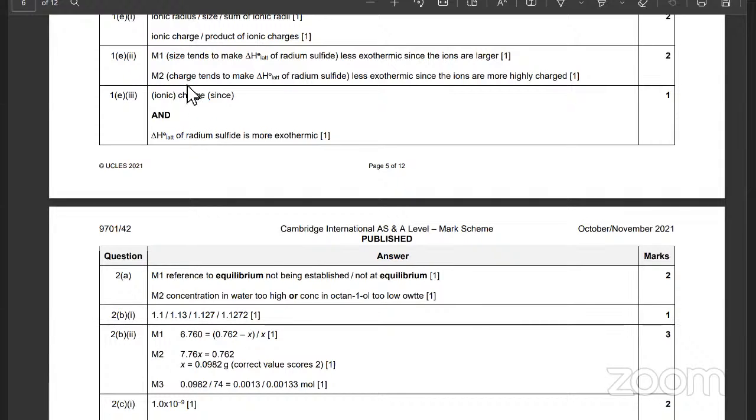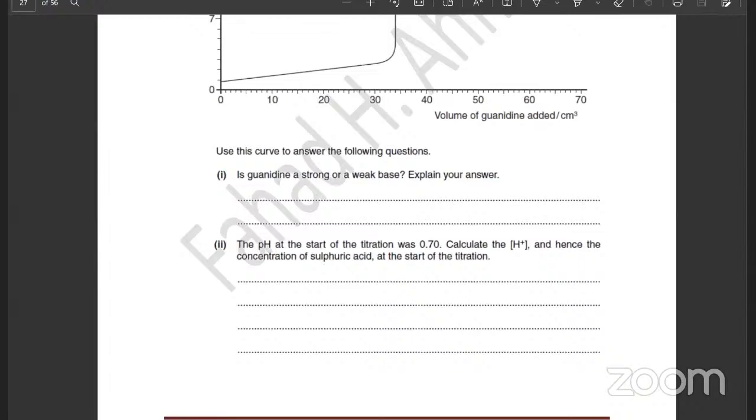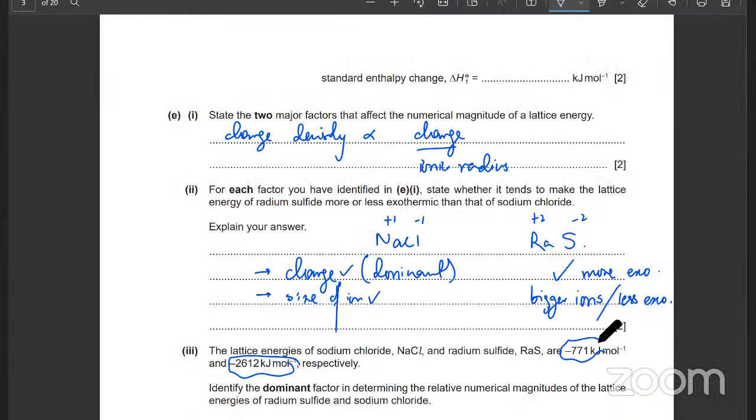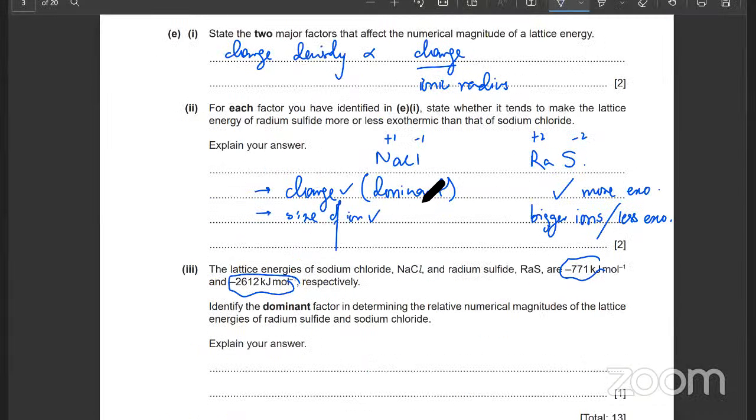That's exactly what we stated as well. Not sure where the paper is. So I told you that the charge is the dominant factor. That's exactly what the marking scheme is also saying. So what's next? Does anyone have any other questions?